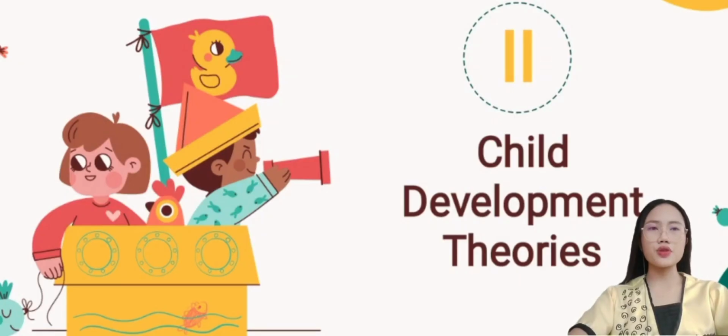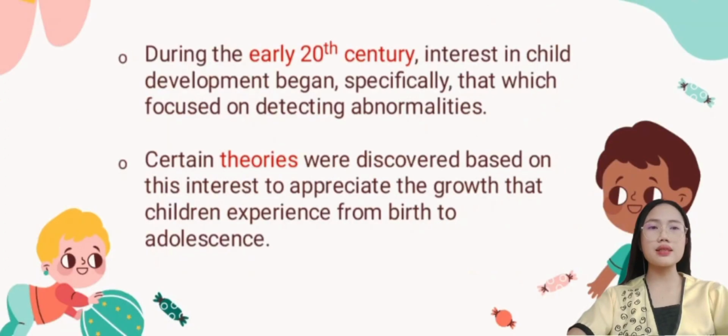Next, let's proceed to the child development theories. There are different child development theories, and during the early 20th century, interest in child development began, specifically that which focused on detecting abnormalities. Certain theories were discovered based on this interest to appreciate the growth that children experience from birth to adolescence. All of these theories will be discussed by Miss Angela.